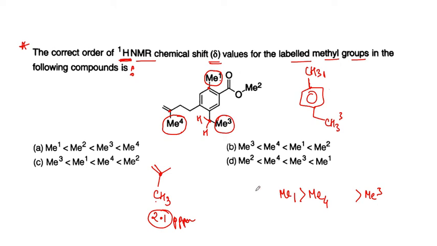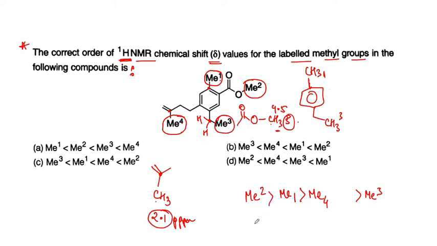Now, what about Me2? Do we expect it to have the highest value? First of all, it is a methyl group whose protons are connected to oxygen through a carbon, and not just that, the oxygen is connected to an electron withdrawing group. So the value must be around 4.5 to 5 ppm, something like that. The ester protons. So yes, these are going to be the maximum de-shielded.